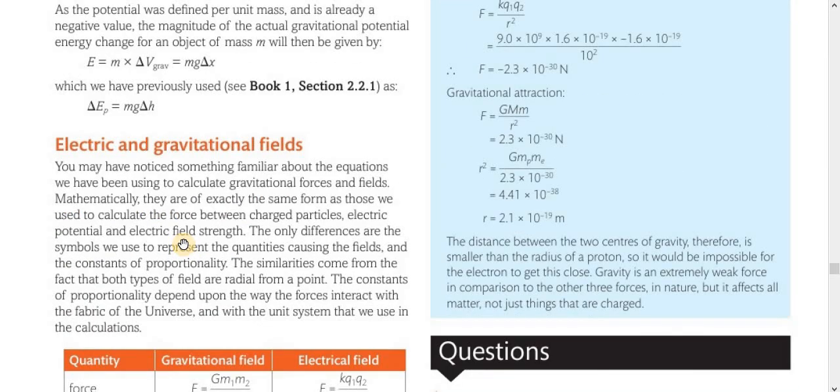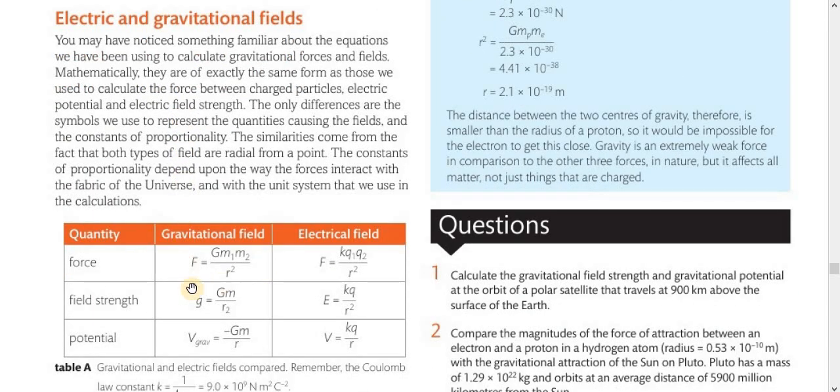Okay, then we have electric and gravitational fields. We are comparing the two. So here we have the force, F is equal to G m1 m2 over r squared. This is what we learned in the previous video. Then here we have the electric field. You remember Coulomb's force? F is equal to k q1 q2 over r squared. Coulomb's force. Then field strength.